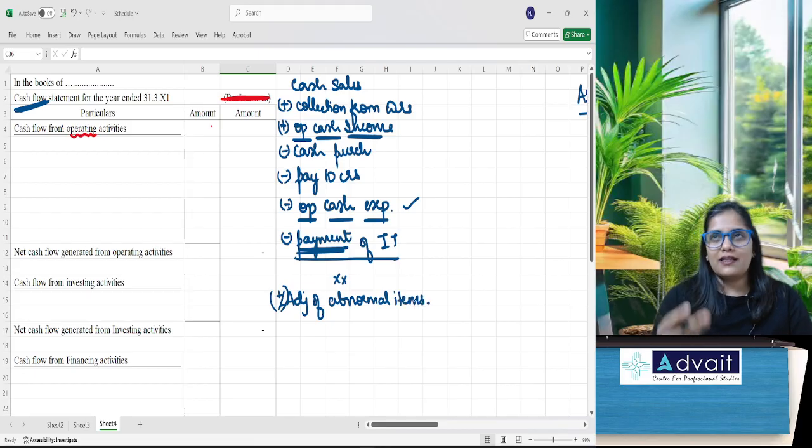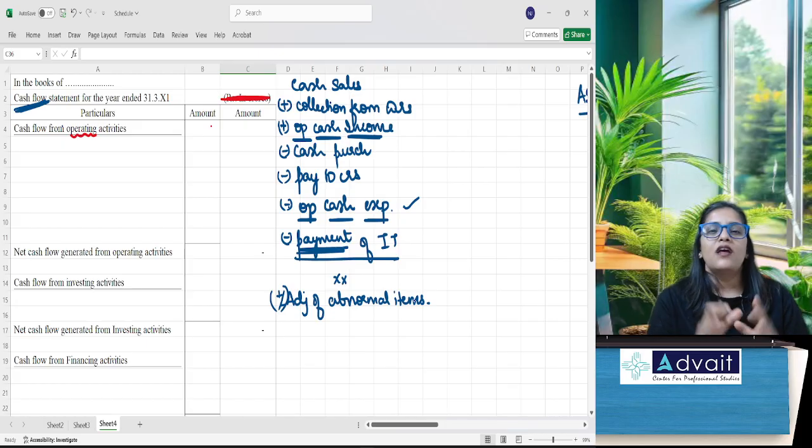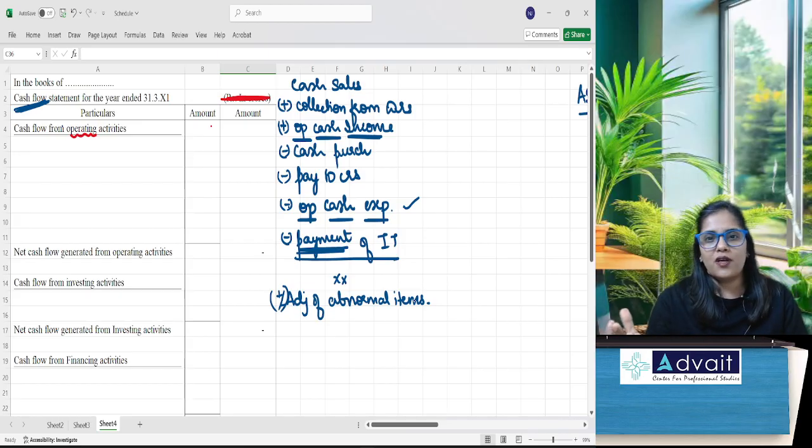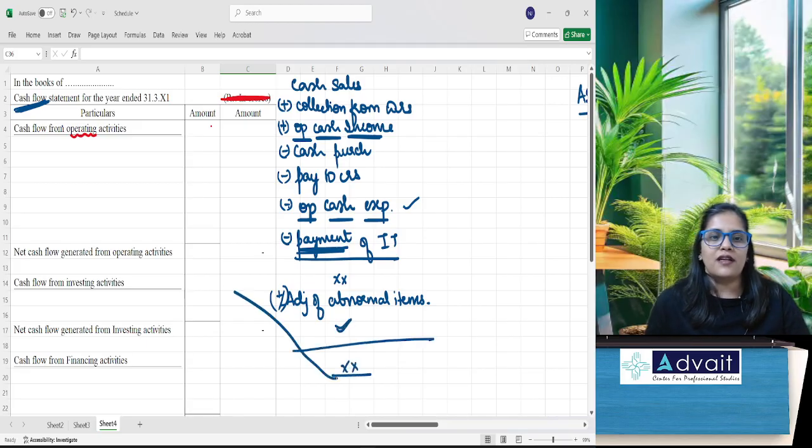Abnormal items, like in your business there was a fire, and the entire stock was burnt. This is an abnormal item, an abnormal event. Now, because of this, you will get insurance claim. That insurance claim is the abnormal item. Since it is relating to stock, and stock is in relation to your operation activities, therefore that item will come here. And then whatever you get will be called net cash flow generated from operating activities.